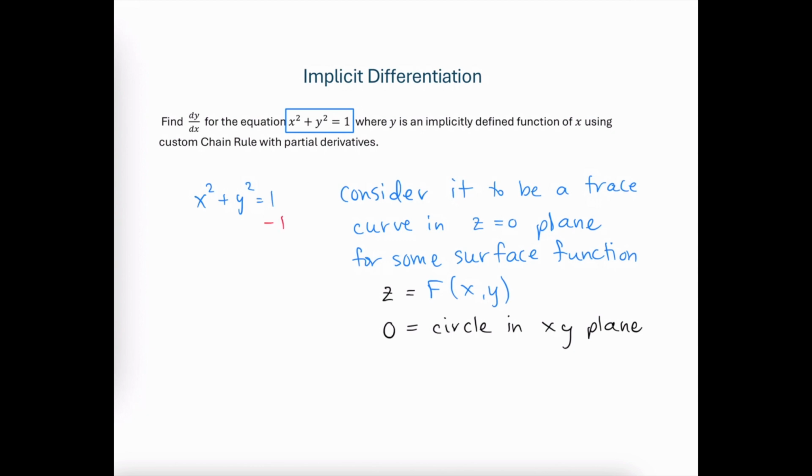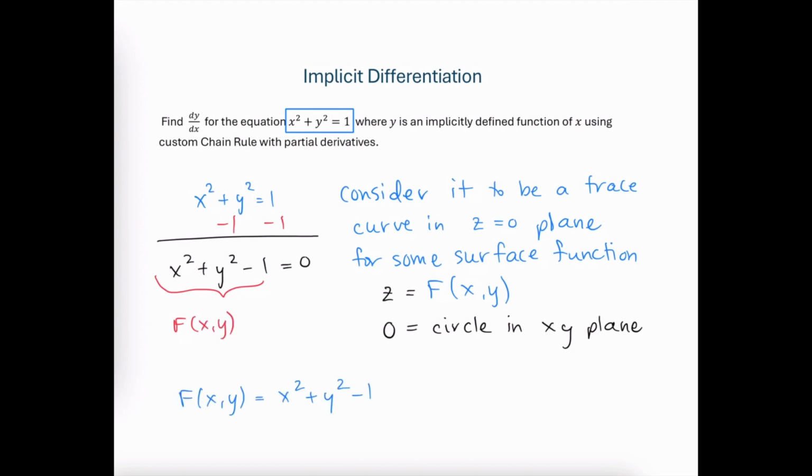If we set this unit circle equal to 0, and we get all the terms on one side of the equation, those terms can be considered that surface function whose trace curve in the floor is that unit circle. So let's take a look at this surface function in GeoGebra to get a visual for how that works.